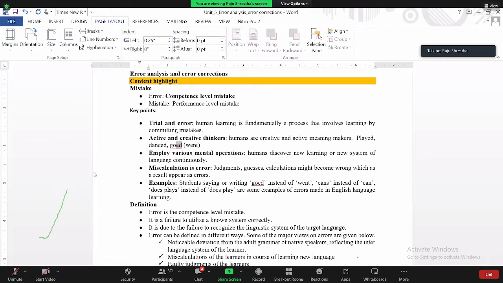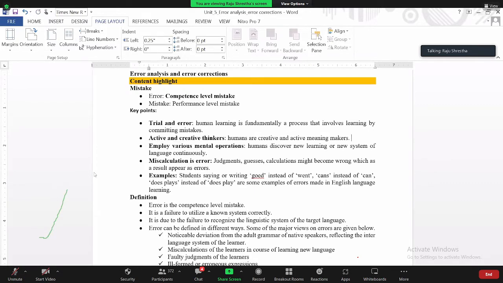This kind of error can be seen in learners' language. So why is this happening? Because they critically, creatively and actively think about the structure of the target language. Sometimes what happens is when they generalize the rules, then there will be errors. This we have to understand.